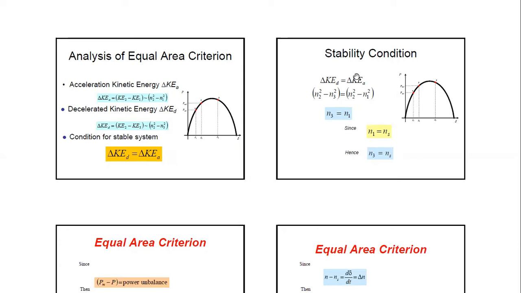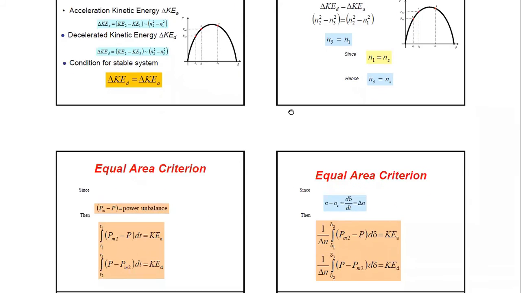This has been expressed by the same equation, once again written here. Delta KED is equal to delta KEA, which is nothing but N2 square minus N3 square is equal to N2 square minus N1 square, which is nothing but N3 is equal to N1. Since N1 is equal to Ns, N3 is equal to Ns. So the initial speed is equal to the synchronous speed. Therefore, N3 is also equal to the synchronous speed, as per this proved equation, N1 is equal to N3.